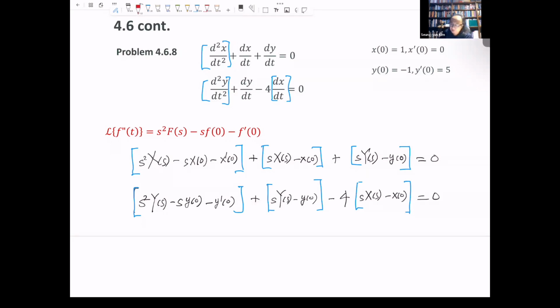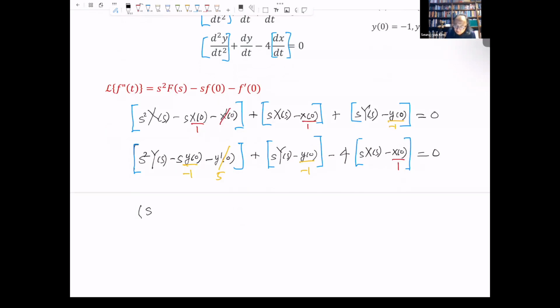Now let's take care of all the initial conditions. X of 0 equals 1. X prime of 0 equals 0. And y of 0 is negative 1. Y prime of 0 equals 5.